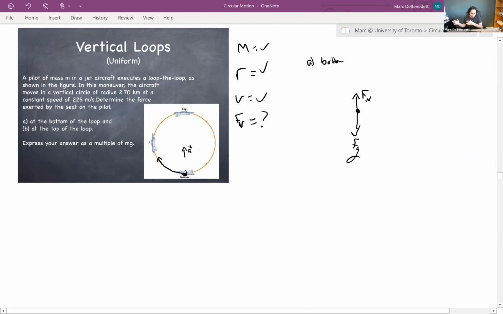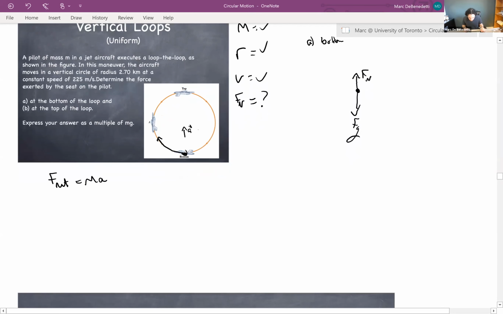Inertia is carrying the pilot forward, but there is no force forward. There's only gravity down and normal force upwards. So this is easy. We only have one F-net equation to do, because there's no two dimensions, there's only one dimension. And what kind of acceleration is it? Well, it's centripetal acceleration.